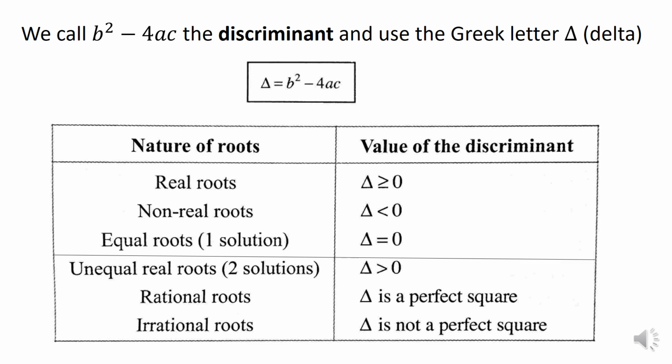If delta is greater than or equal to 0, you have real roots. If delta is less than 0, you have non-real roots. And if delta is equal to 0, you have equal roots. Then you have delta greater than 0, which is unequal real roots, which is 2 solutions. And then if delta is a perfect square, it's a rational root. And if delta is not a perfect square, it's an irrational root.